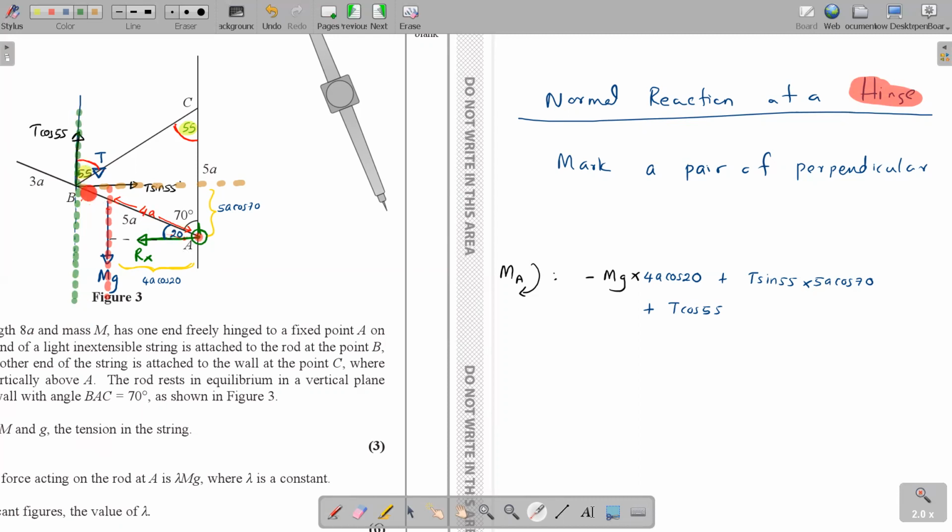Do you see the AB distance is 5A? Yeah, 5A cos 20. Remember it's 5A cos 20. Exactly, right? So this distance is 5A cos 20. Do you guys see it? This distance is 5A, so this is 5A cos 20. So this is going to be T cos 55 into 5A cos 20.